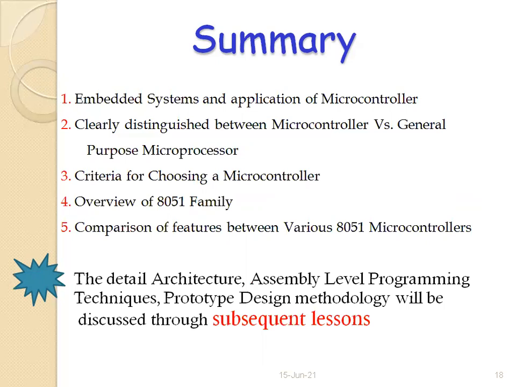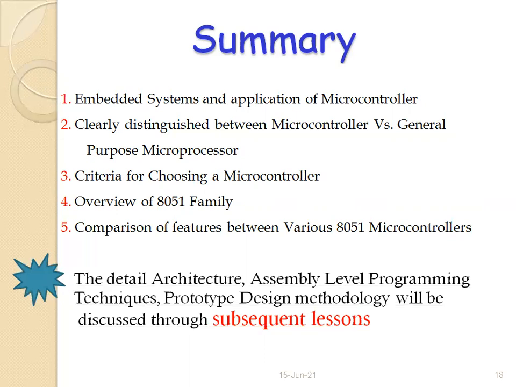We have discussed the overview of the 8051 family. What are the different members? What are the different manufacturers? What are the different features? According to those features, we have compared the various 8051 microcontroller manufacturers. The detailed architecture, the programming techniques and the prototype design methodology will be discussed through the subsequent lessons. Okay, so this is the first lesson.